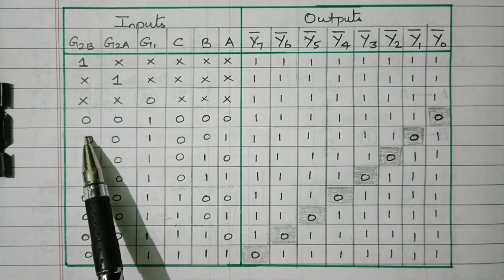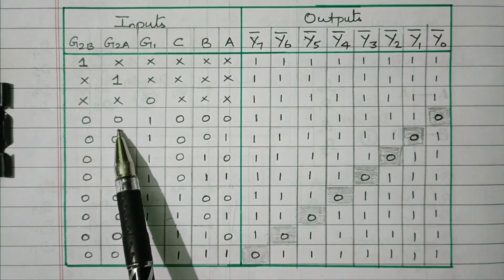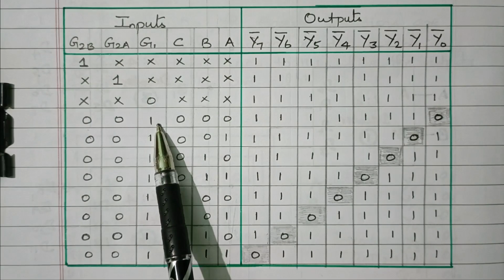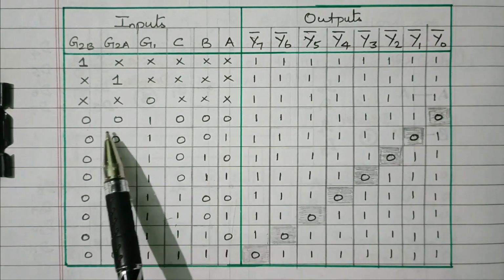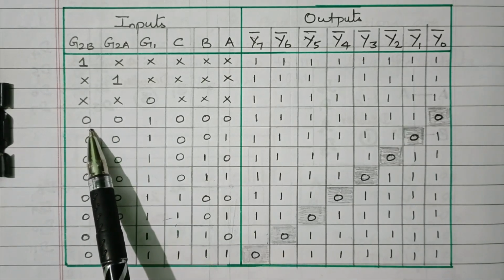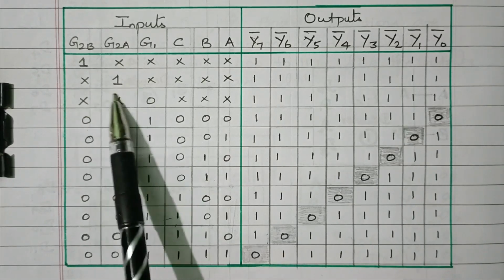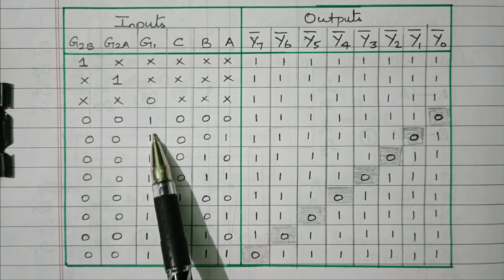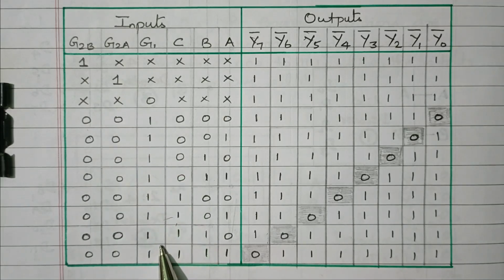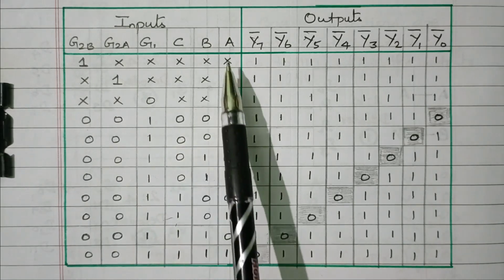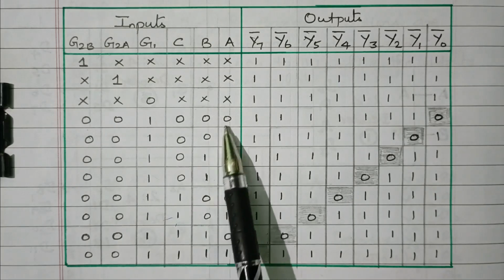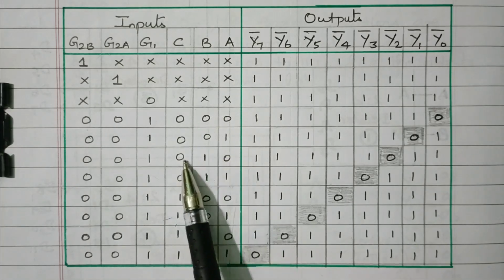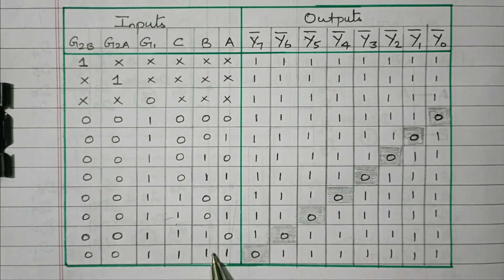In that case, G2B is 0, G2A is also 0, and only G1 is 1. When G1 is 1, we will get the 8 different outputs. In that case, the other two enable inputs should be 0. Here A, B, C are 3 digits, so 8 possible combinations are there: 0, 0, 0, 0, 0, 1, 0, 1, 0 and so on. Based on the 8 combinations, we are getting 8 different outputs.